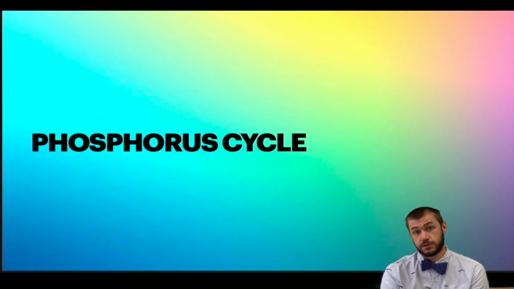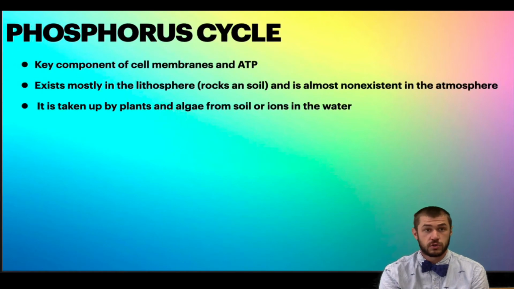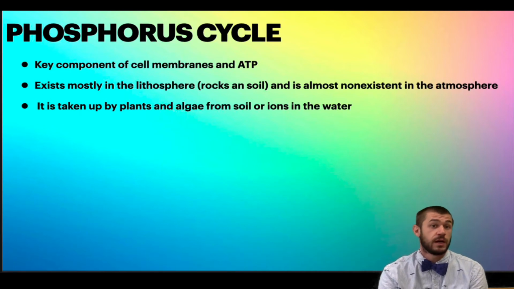Now let's look at the phosphorus cycle. So phosphorus is a key component of cell membranes, think the phospholipid bilayer, and it's also a really important part of ATP, which is our energy currency. And so phosphorus is super important to life.